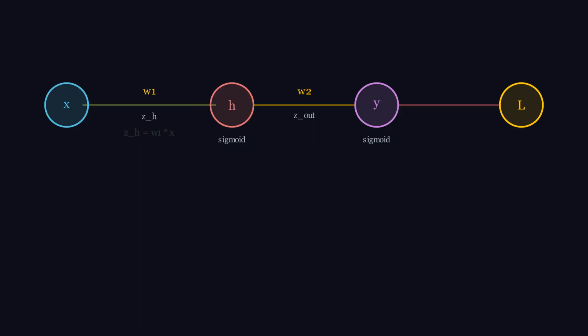Z h equals the weight matrix W1 times the variable x. The variable h equals sigma of z h. Z out equals the weight matrix W2 times the variable h. The variable y equals sigma of z out. The loss L equals the quantity the variable y minus t squared. We want d the loss L over dW1, the gradient of loss with respect to the very first weight.